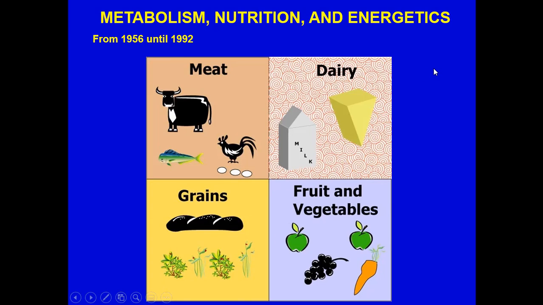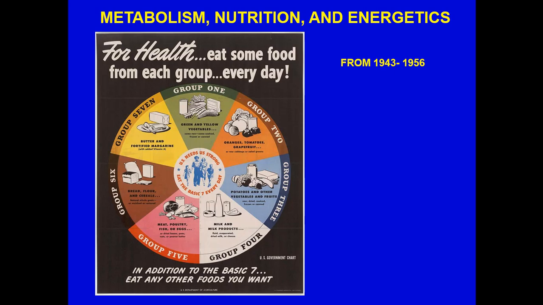This is what your parents and probably your grandparents faced for quite some time. It was called the Basic Four Food Groups. This went from 1956 until 1992. Meats, dairy, fruit and vegetable, grains. Not telling you the amount, and certainly not bringing in the metabolic activity that would occur. Let's go before then. This is what they saw, and they called it sort of the 7 basic groups. And it was from 1943 to 1956.